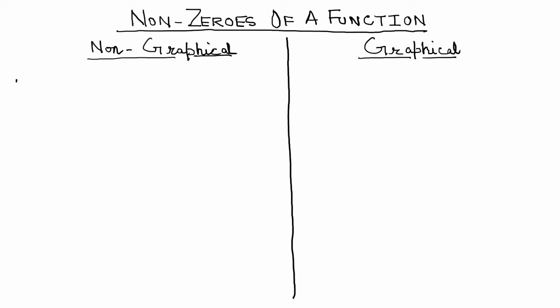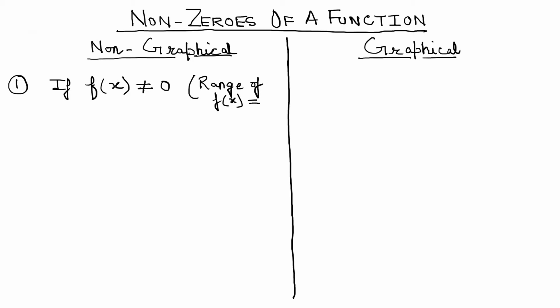Okay, so the first thing is, when we say non-zeros, we are talking about a function f(x) that is not equated to 0. When I say it is not equated to 0, that means the range of this function should not have an element like 0. This is the first point that you should understand.